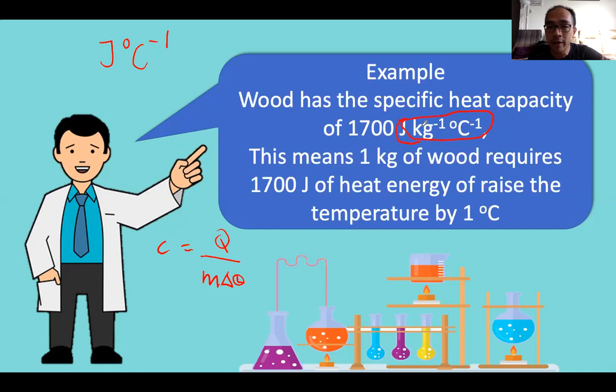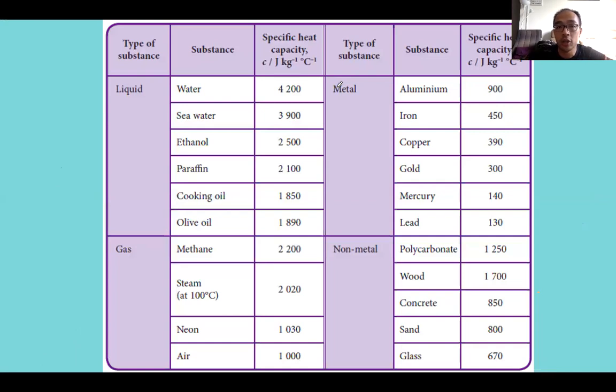So 1,700 joules per kilogram per degree Celsius means that for 1 kg of wood, you need 1,700 joules of heat energy so that its temperature can rise by 1 degree Celsius. Very important. If you have 1 kilogram of wood, you need 1,700 joules of heat energy to increase the temperature by 1 degree Celsius. That's what these numbers mean. And different materials have different specific heat capacities.